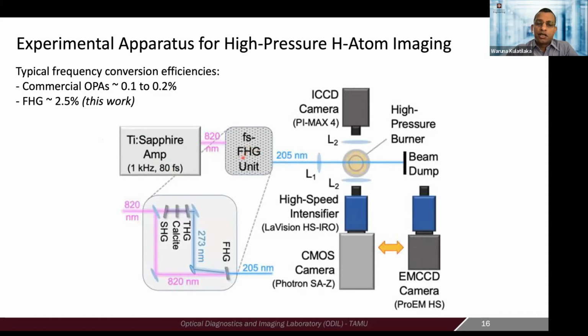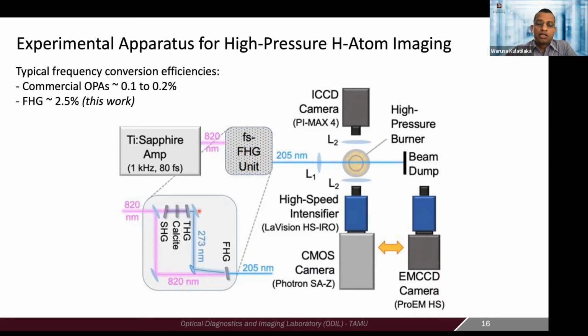So we can generate the 205 nanometers for two-photon detection using several different schemes. In commercial systems, these are done using commercial optical parametric amplifiers, so-called OPAs. The disadvantage there is the conversion efficiency is very low. For doing gas-phase spectroscopy, we always need more laser power, less energy.